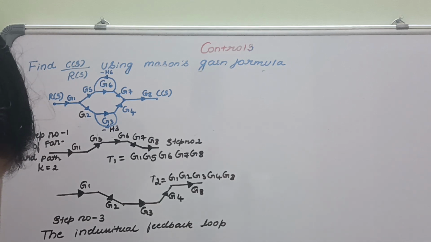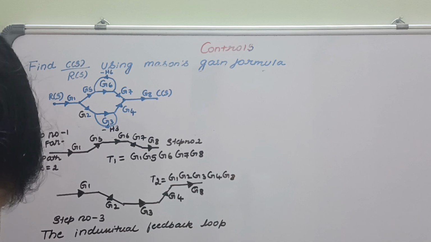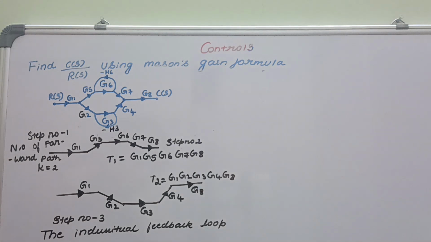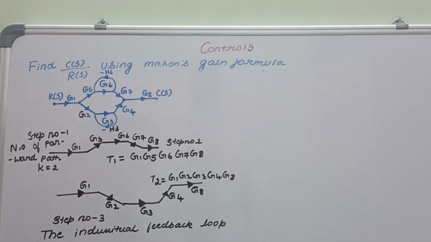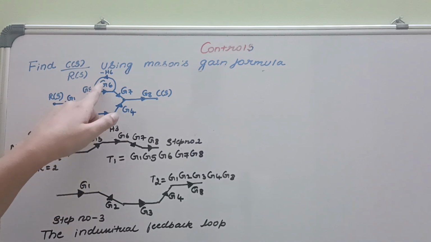If I give you the definition: non touching loops means if there is no node common between two or more loops, right? No node common; there should not be any node common. There should not be any node common between two or more loops, that is what I can call the non-touching loop, right? Now if you consider G6 as a node, so G6 is common.